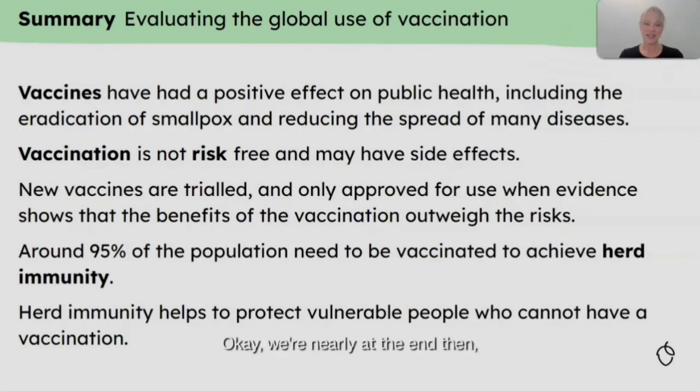Okay, we're nearly at the end then, just going to go through those key learning points with you today. Vaccines have had a positive effect on public health, including the eradication of smallpox and reducing the spread of many diseases. Vaccination is not risk-free and may have side effects. New vaccines are trialled and only approved for use when evidence shows that the benefits of the vaccination outweigh the risks. Around 95% of the population need to be vaccinated in order to achieve herd immunity. Herd immunity helps to protect vulnerable people who cannot have a vaccination.